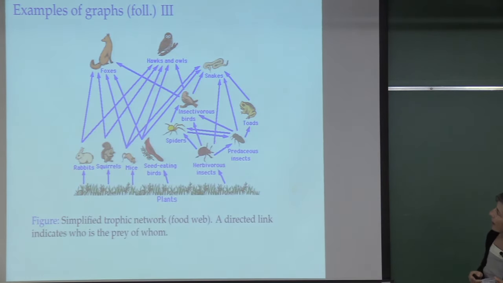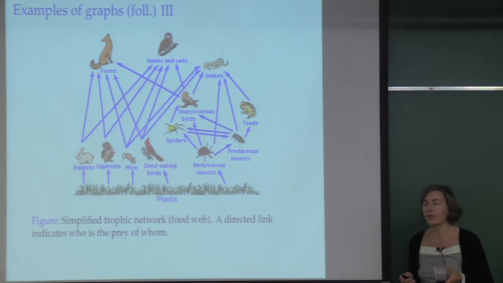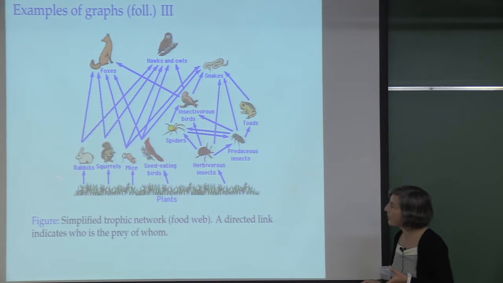Here, that's another example that I like. It's a trophic network. I do a lot of applications in ecology. And in ecology, trophic networks are networks where the entities are species, not individuals, okay? Species. And you have a directed link that indicates who is the prey of whom. So for instance, all those species here, they eat some plants, okay?